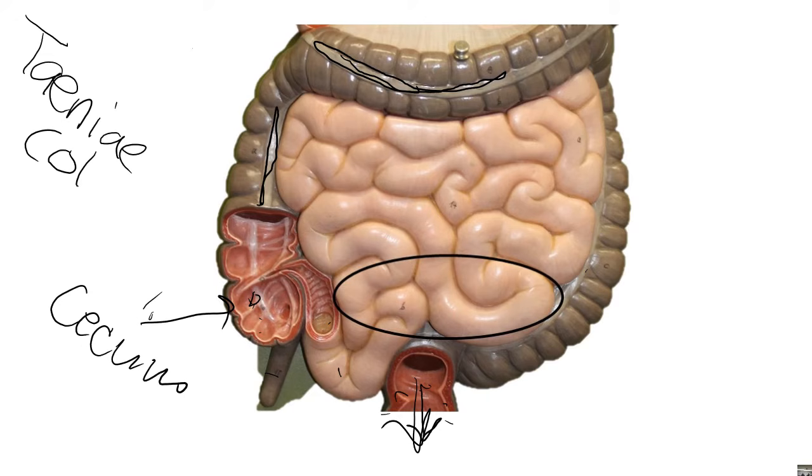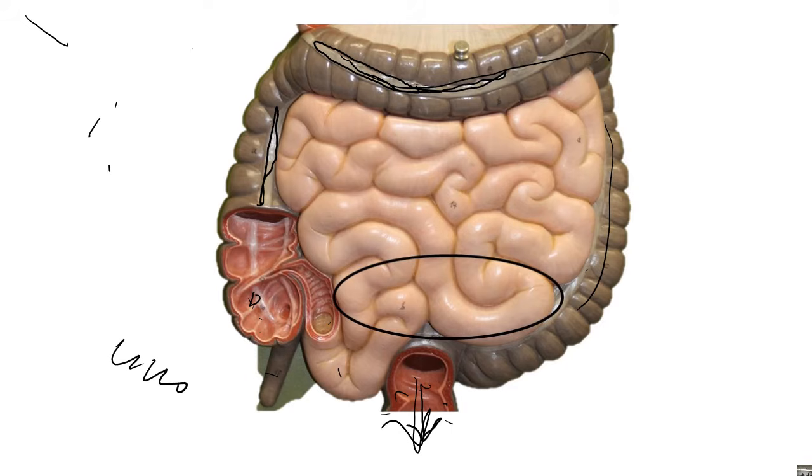T-A-E-N-I-A. Taenia coli. Those are actually the longitudinal bands of muscle. Remember, the GI tract has circular muscle and then longitudinal muscle. The longitudinal muscle gets reduced. It's not a complete covering in the large intestine. It gets kind of pulled back, and it's only these 3 bands, the Taenia coli. And I think that's all I would ask you from this.